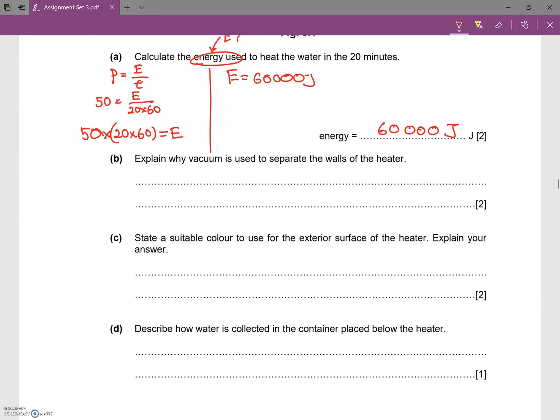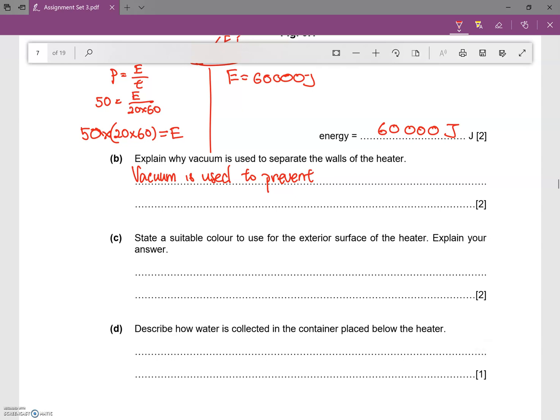Part B. Explain why a vacuum is used to separate the walls of the heater. So a vacuum is used. What is so special about a vacuum? It's used to prevent heat transfer. What are the two ways of heat transfer that it can prevent? This will prevent conduction and convection.